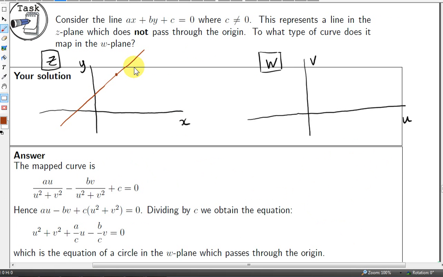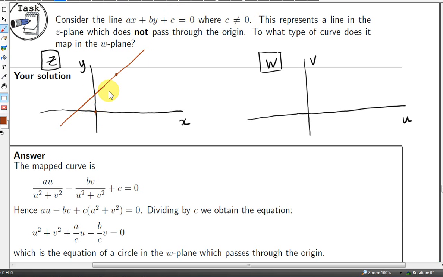Next we will consider a line that does not pass through the origin. The general equation of any straight line is ax plus by plus c equals 0, where a, b and c are constants. If this line is not to pass through the origin, then c cannot equal 0. Because if c was 0, then if x is 0, y must be 0, to get 0 on the right hand side. But we don't want y to be 0 when x is 0.